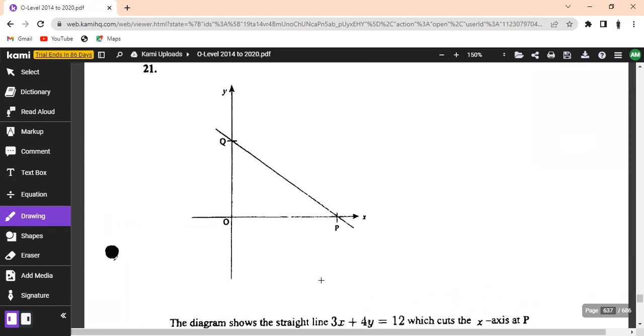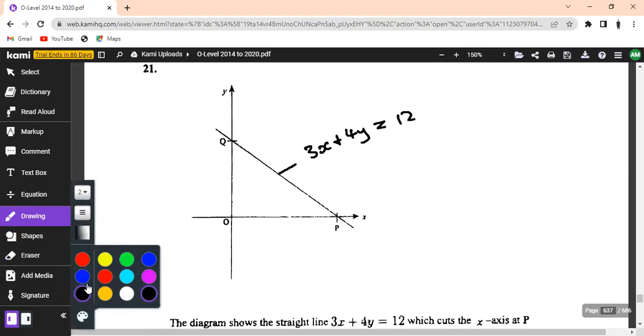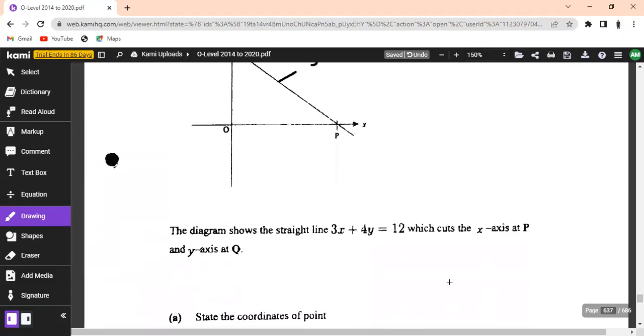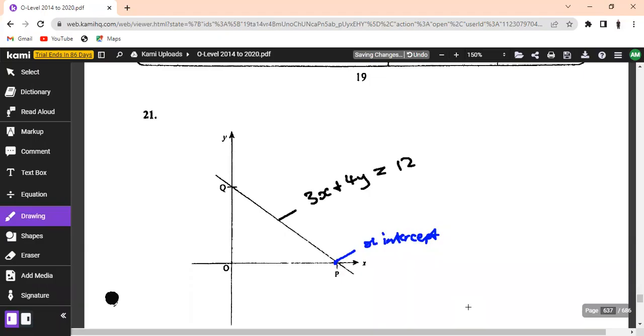So this straight line that we are seeing is of the equation 3x plus 4y equals 12. That is the equation of the line that you are given in this case. Where it cuts the x-axis, take note, it cuts the x-axis at P, which means this point P is your x-intercept. Whenever it cuts the x-axis, that's your x-intercept, and it cuts the y-axis at Q, which means at Q here, that's our y-intercept.